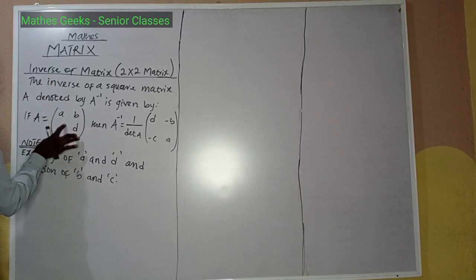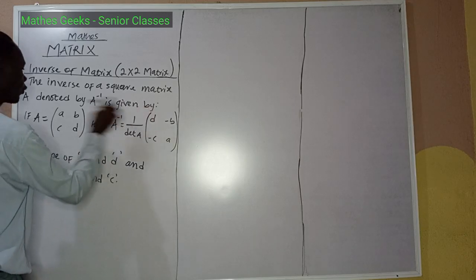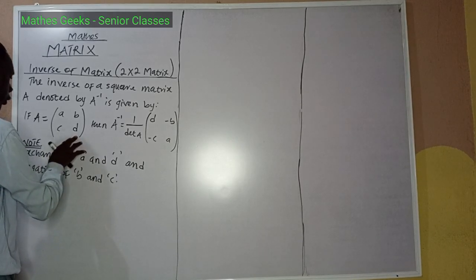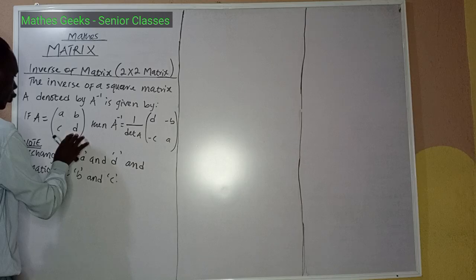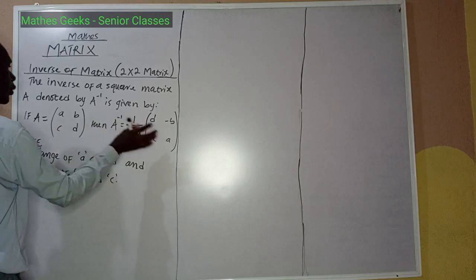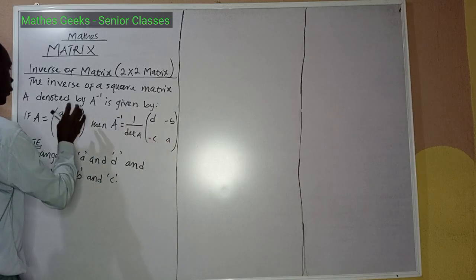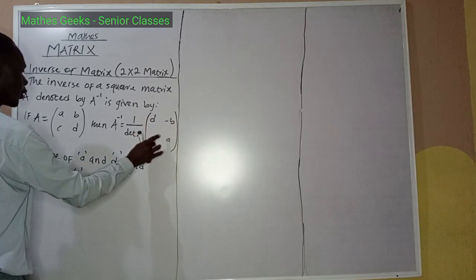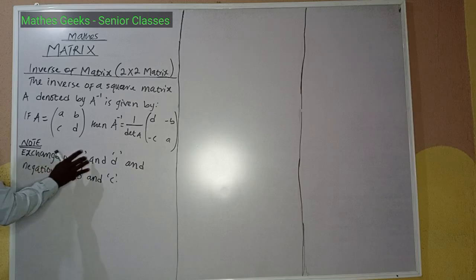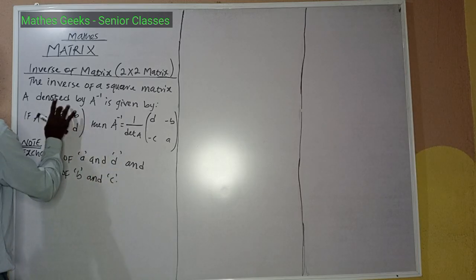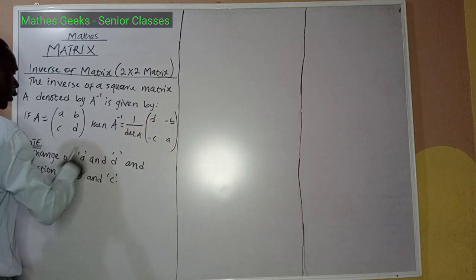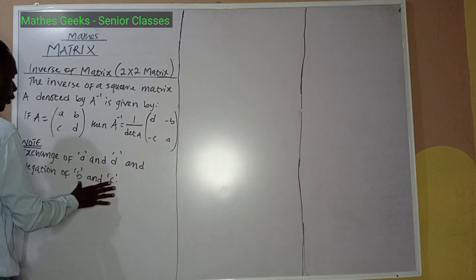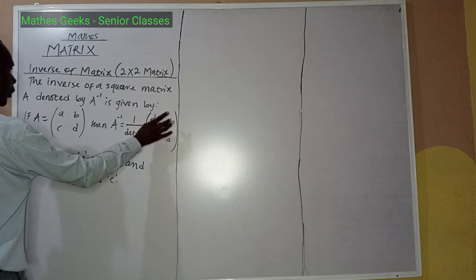If you take a look at these entries here and these entries, you discover that for particularly a and d, there's an exchange. Where you have a in matrix A, in A inverse you have d, and where you have the entry A22, which is d, in the A inverse you have a. Then you discover that b and c in A inverse have the minus sign attached to them, minus b, minus c. So the note here is that there's an exchange of a and d, and there's negation of entries b and c.